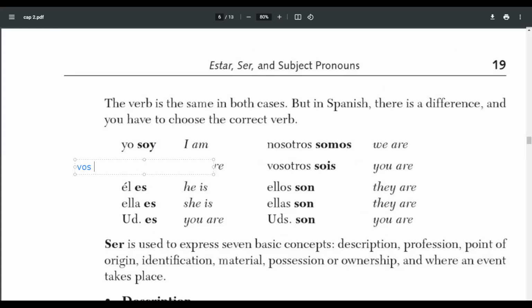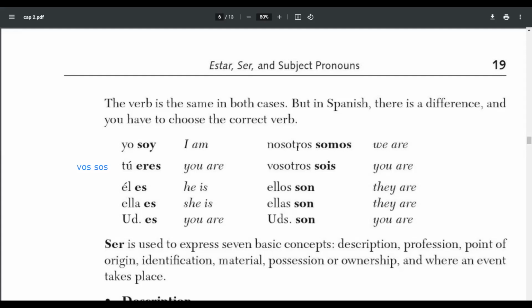If you're using the vos form, you will say vos sos. That's a conjugation. Sos, used in many countries. Sos, or tú eres. Él es, or you can join that. Él es, ella es, usted es. Remember that the full form is U-S-T-E-D. Usted es. So this is the formal way.